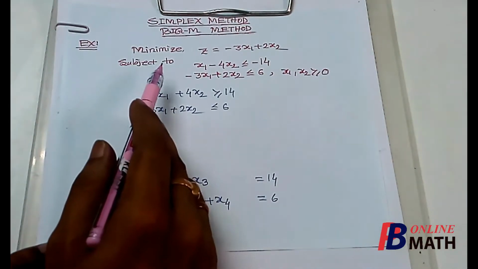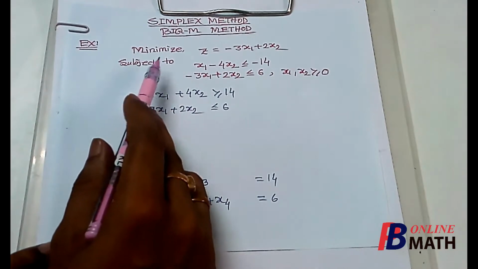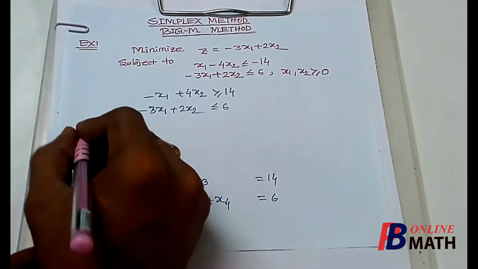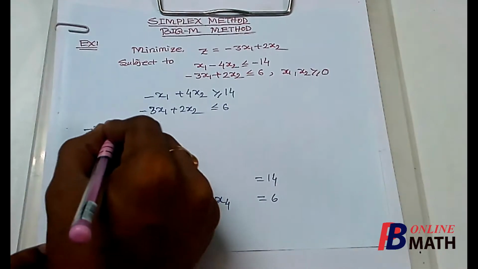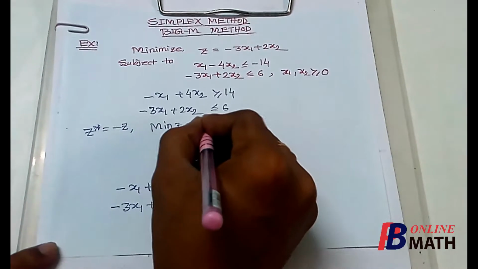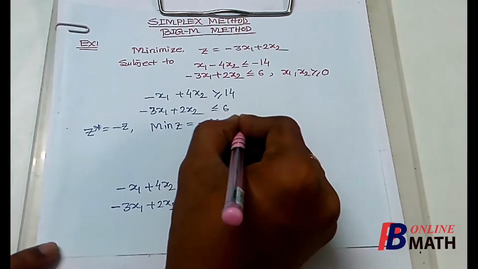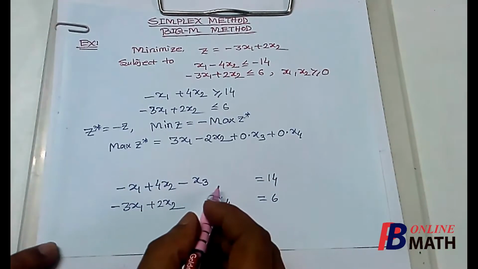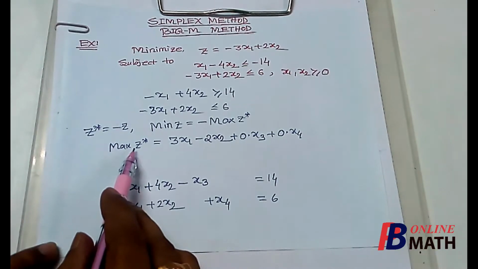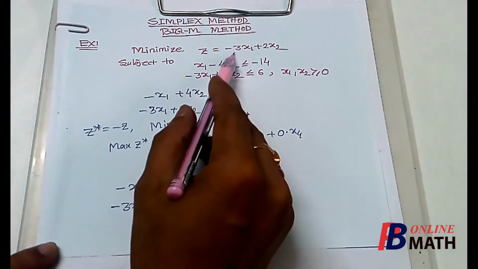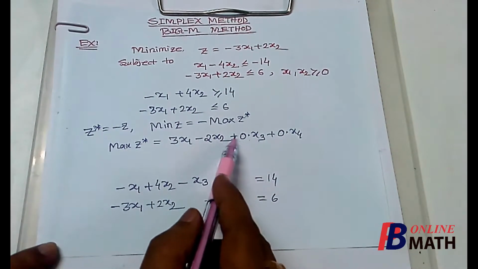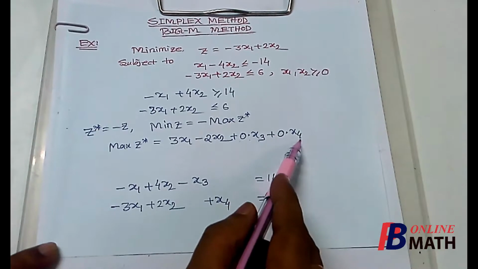Now we write the objective function. Since this is a minimization problem, we first have to convert it to a maximization problem. For that we replace z star equal to minus z, so that z is minus of max z star. Now we write the objective function: max z star equals minus of z, which is 3x1 minus 2x2 plus 0 into x3, the surplus variable, plus 0 into x4, the slack variable.